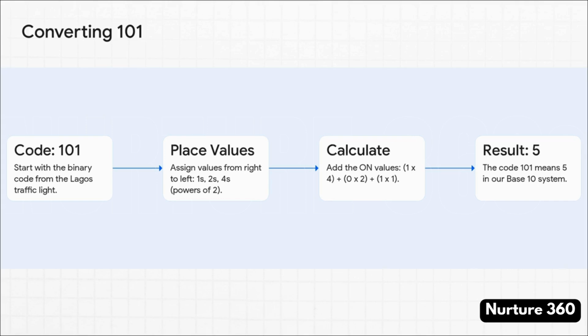So what do we have? We have 1 four, we have 0 twos, and we have 1 one. You add them up, 4 plus 0 plus 1, and what do you get? You get 5. And just like that, that's how a computer says 5.